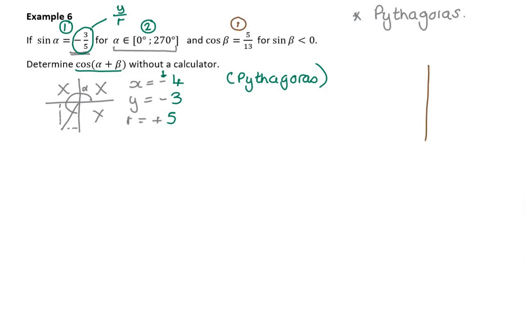First bit of information is cos is positive. So you're not there and it's not there. And now I tell you that sine is negative. Well, sine is positive in quadrant 1, so it can't be there. So beta is in quadrant 4.